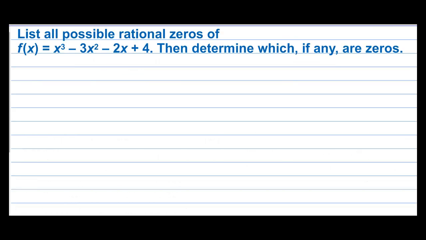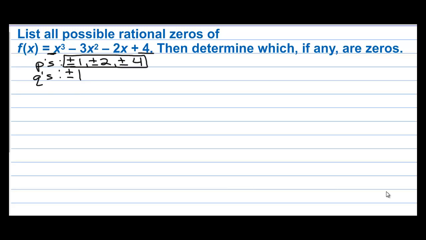List all possible rational zeros of the function, then determine which, if any, are zeros. So let's get the p's. The p's are the factors of the last term, right there, 4. So plus or minus 1, plus or minus 2, plus or minus 4, those are the p's. The q's are the factors of the leading coefficient, which just happens to be 1. So our p over q is just this list right here. 1 over 1, 2 over 1, 4 over 1, and so on. And then determine which, if any, are zeros.